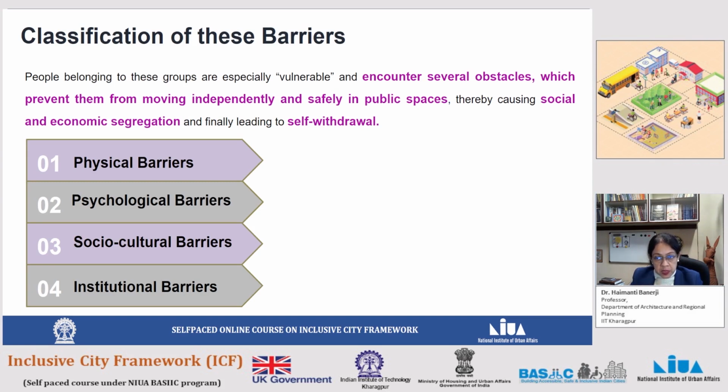social barriers of being dependent, being a burden, being stigmatized, and institutional barriers like discriminatory laws which deny access to urban places and services.